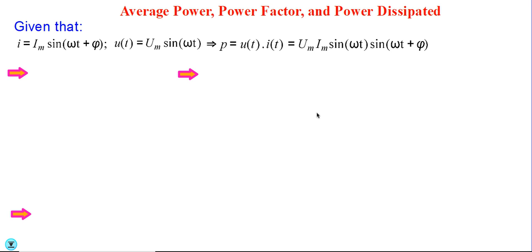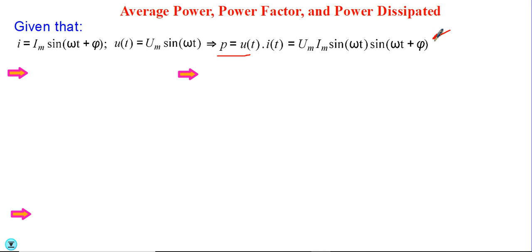We're going to continue the last part of the electricity unit. It's going to be about the average power, power factor, and power dissipated. Given that the current is I_m sin(ωt + φ) and u(t) is U_m sin ωt, the power at any time is u(t) times i(t), which is U_m sin ωt times I_m sin(ωt + φ).